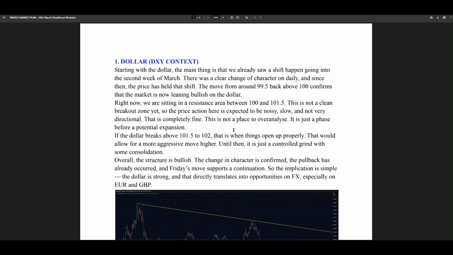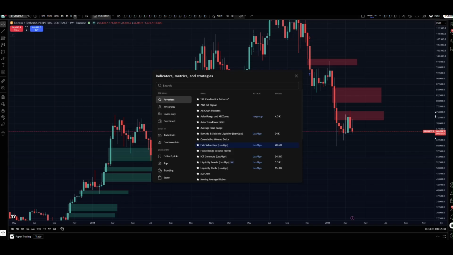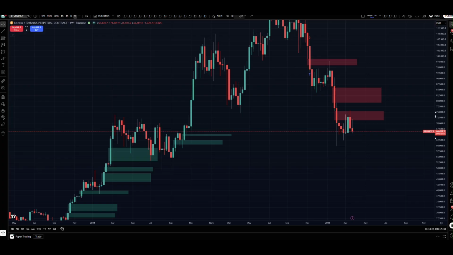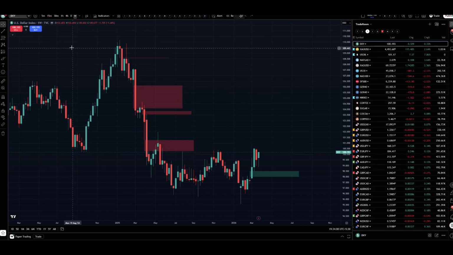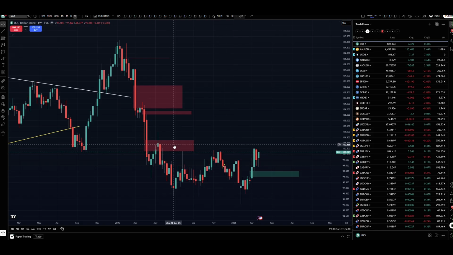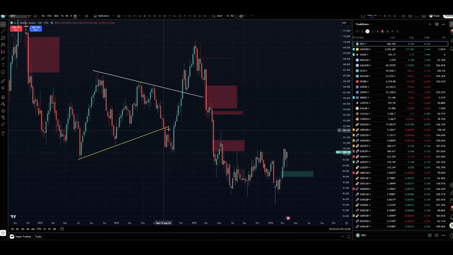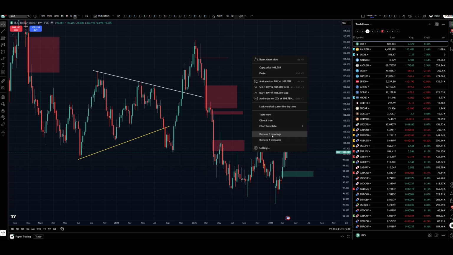With the dollar picture, as I mentioned, it's pretty clear. If we go to how the dollar is set up from a weekly level, we can see that it broke the structure and closed above. We can ignore this fair value gap here. It's important, but not so important that it changes the whole structure.